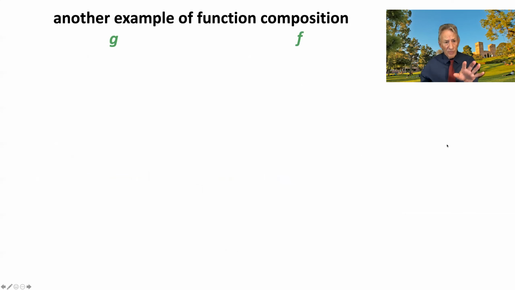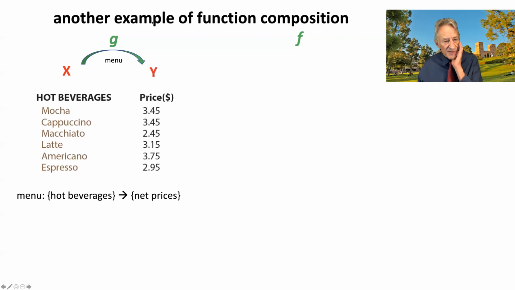Finally, I want to do one more homespun everyday example of function composition. First of all, let's take as our function g an ordinary restaurant menu. A menu is a function from dishes into prices. And for every dish, you get a price. There are no unpriced dishes, and there are no dishes that have two prices. So a typical menu is a function from dishes, in this case, from hot beverages, into prices, which are, of course, net prices. And by net, I mean not including tax.